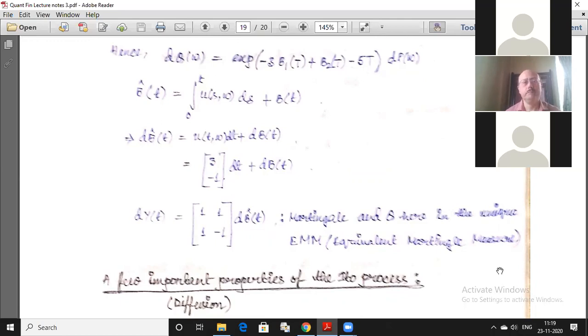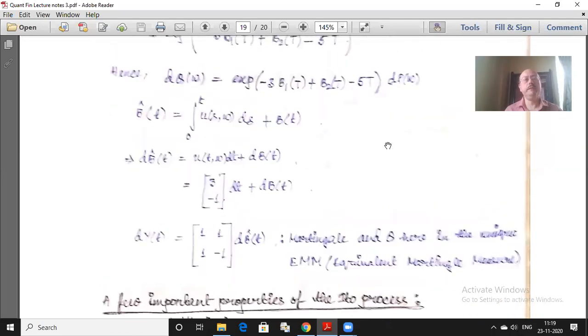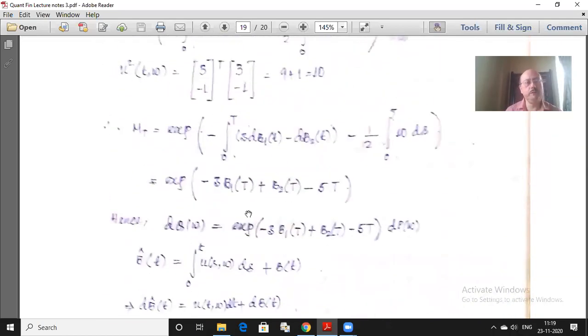Sir, can you give any intuition about why this Q should integrate to 1? Why this Q should be integrating to 1? Because it is a probability density, dQ. Oh yeah, so it is not about intuition. You have to show it explicitly.